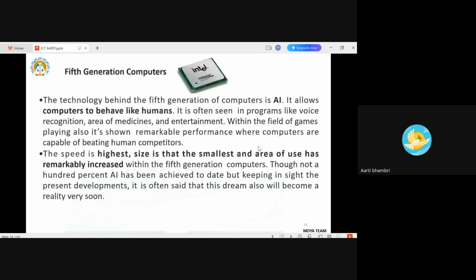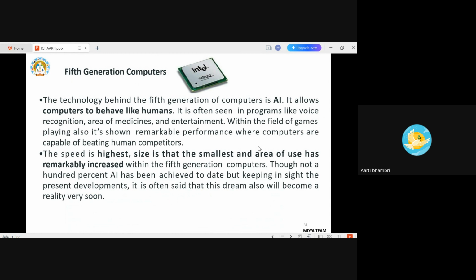Next is the fifth generation computer. The picture shows the microprocessor of the fifth generation computer. The technology behind the fifth generation computer is AI, artificial intelligence. Yes, robots.